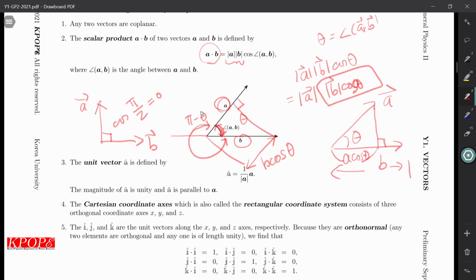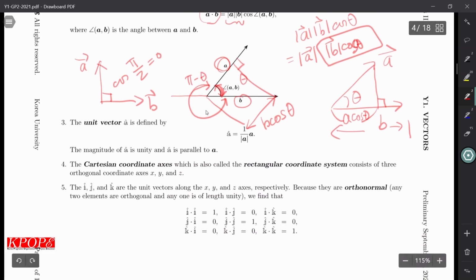We use a hat to identify a vector parallel to any vector, to represent the unit vector along that vector. That is to multiply the inverse of the magnitude of a vector to the vector.